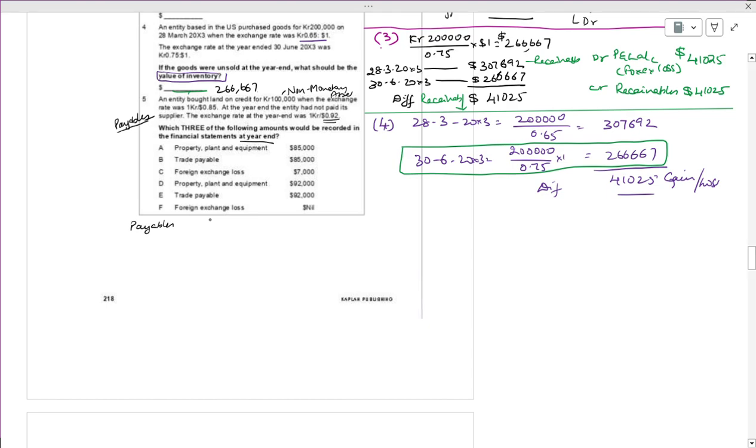0.92. KR equal to 100,000 divided by KR. If you divide by the same exchange rate, it will become the other currency, dollars. How much is it? 0.92, it is closing, it is year end. How much will you get? 108,695.